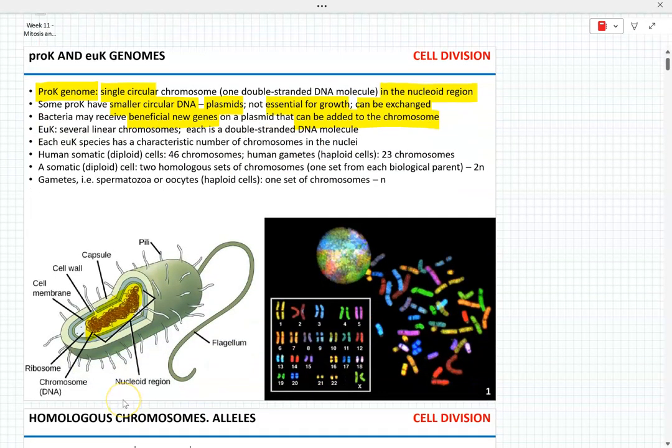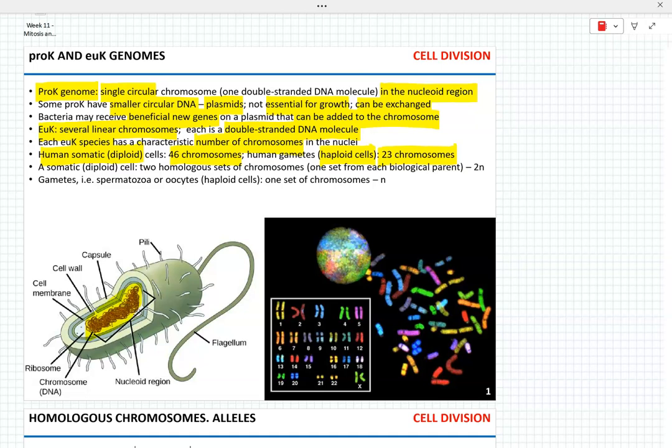Unlike prokaryotes, eukaryotes have more than one chromosome, and these chromosomes are linear. Each of these linear chromosomes is a double-stranded DNA molecule as well. The number of chromosomes in the nuclei of the somatic cells is different between different species. For instance, in humans, diploid cells, most of which are somatic cells, have 46 chromosomes. On the other hand, the human gametes, which are haploid cells, have 23 chromosomes.